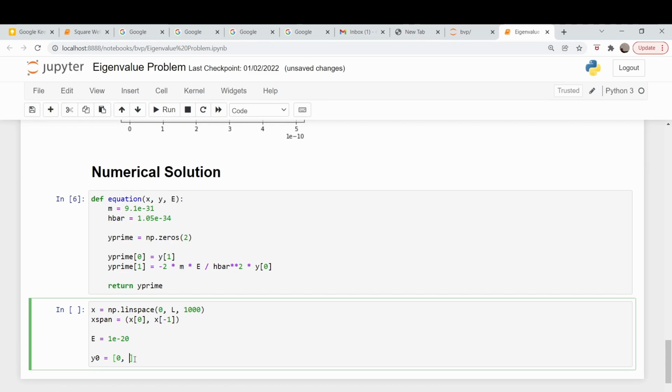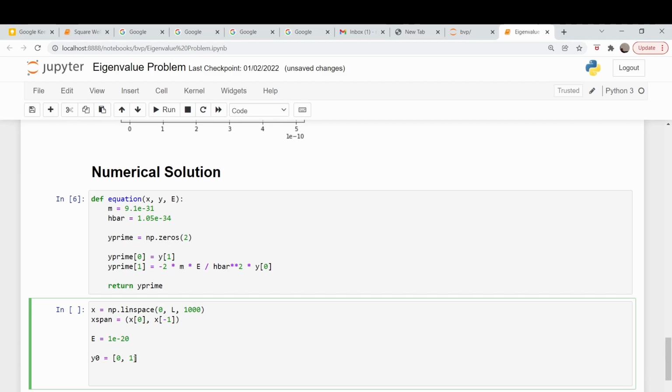So I'm just going to pick an arbitrary number. Let's just call it 1. I'm going to justify this after the fact. I'm going to go through the process of solving it and then talk about why we can just choose an arbitrary value for the first derivative. So now I think we're good to solve. Our solution is equal to solve IVP.